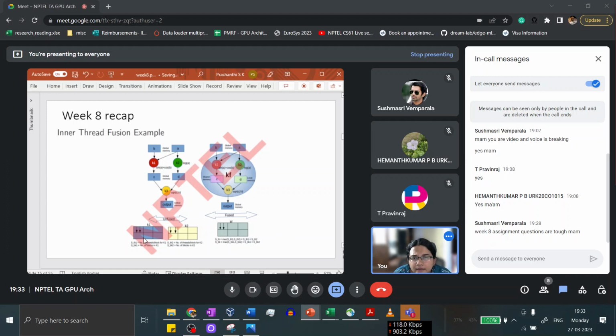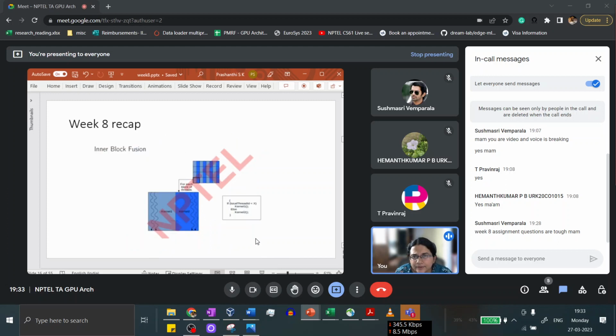Looking at the example here, you have K1 and K2 and this is your fused kernel. Here everything is the same, right? Both of them have 2 threads per block and the fused kernel also has 2 threads per block. So there's no issue. We won't go into the detailed examples. We'll move to the next topic.